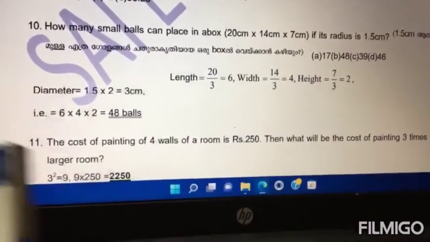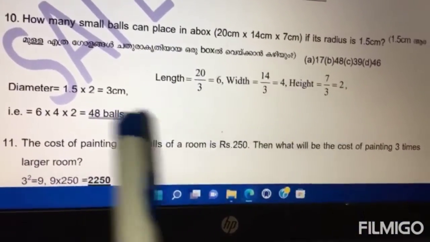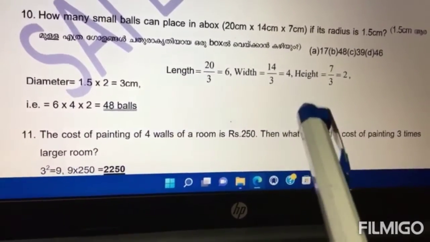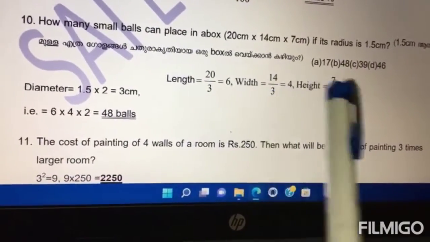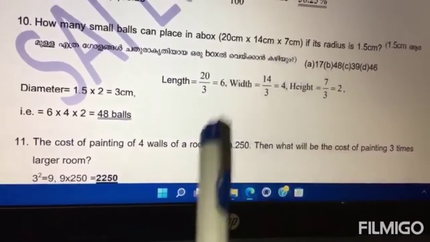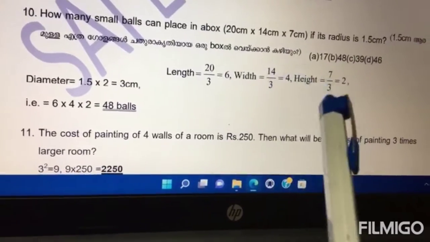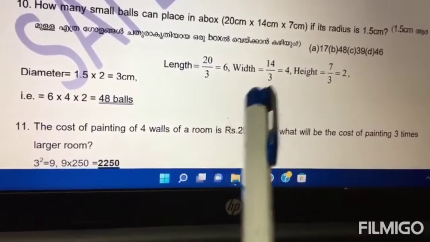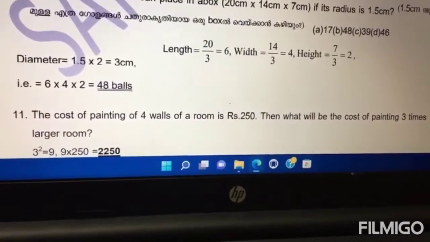Alright. So how do you find it? We are talking about volume now. Volume of this room is length into breadth or width into height divided by the diameter of the balls. So it will be 20 into 14 into 7 divided by diameter. We know that 2 times the radius is equal to diameter. So 20 into 14 into 7 divided by 3 will give us 48 balls. So this is the same, 20 by 3 into 14 by 3 into 7 by 3. Same thing.